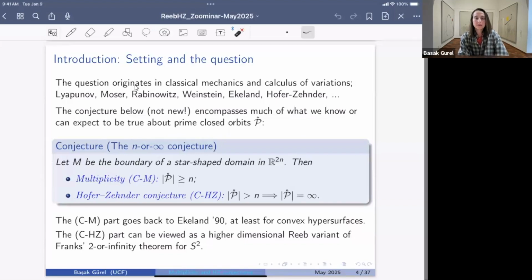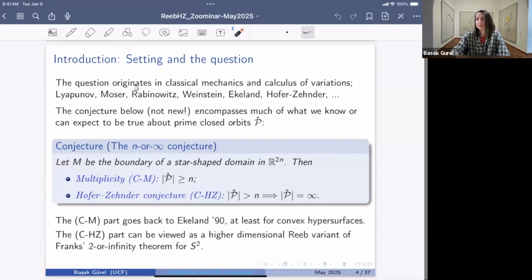And then there is what became known as the Hofer-Zehnder conjecture by now. We know it in the Hamiltonian case, but now we can also state a similar thing in the Reeb case, which is the case I'm interested in here. Namely, if you have more than n, then you have infinitely many. The reason why we split this into two is mainly that we know a lot more in one case and very little in the second case.